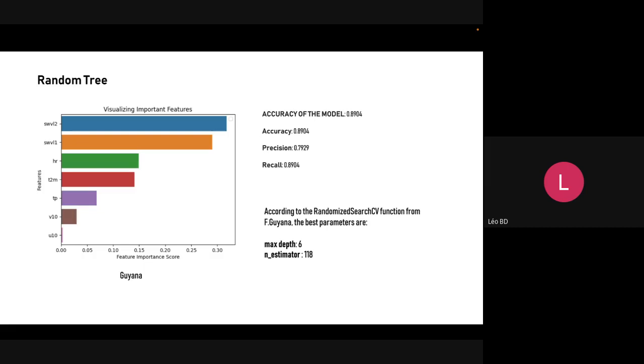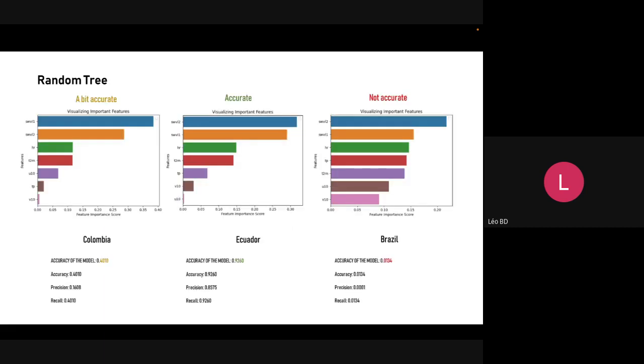And temperature has importance of 0.15, so it's not the most important among all, but it's also there. You can see that our model is quite accurate. So these are all tools that we can use for our analysis.